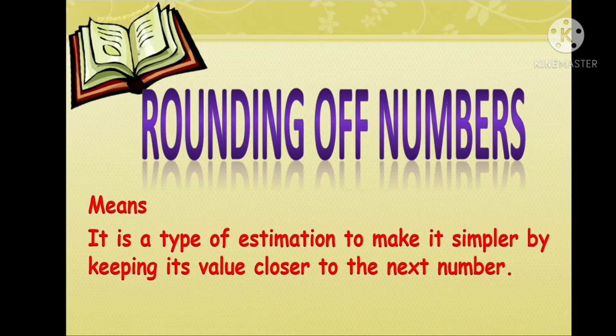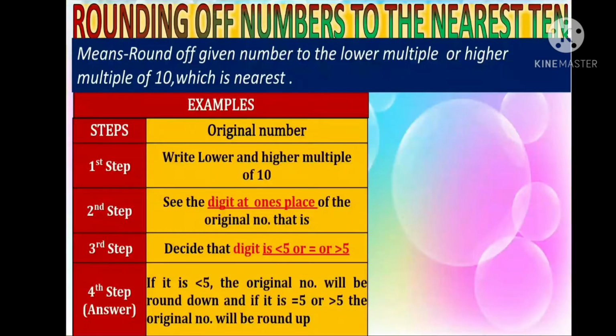Rounding off numbers means it is a type of estimation to make it simpler by keeping its value closer to the next number. Rounding off numbers to the nearest 10 means that we have to round off a given number to the lower multiple or higher multiple of 10, which is nearest.